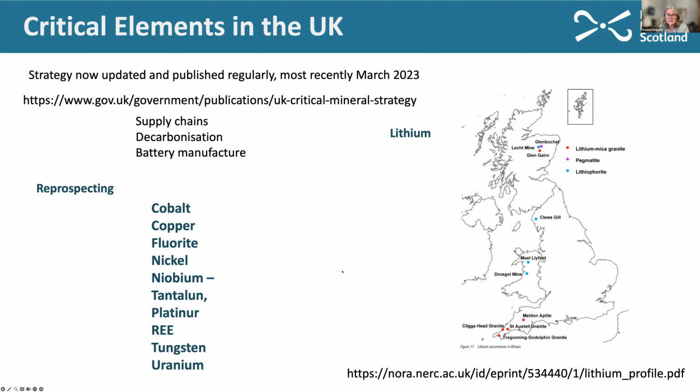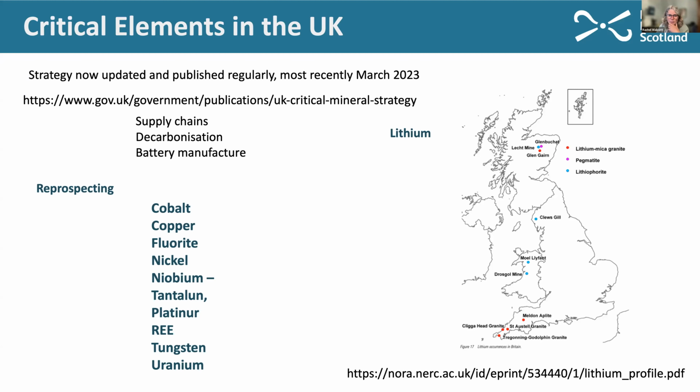And that's true for the UK too. The UK has only 31 on their list. The last update was published in March 2023. And compared to the USA, which has about 50 on its list, and Europe that has 43, UK only has 31. Its strategy is slightly different. It's not trying to have national supplies of all these critical elements. It is prospecting for a number of those minerals that you see on the list here: cobalt, copper, things, and lithium.